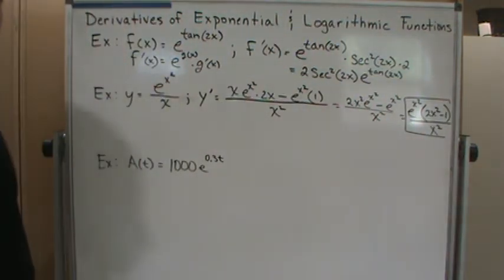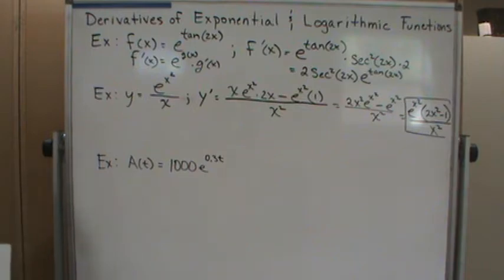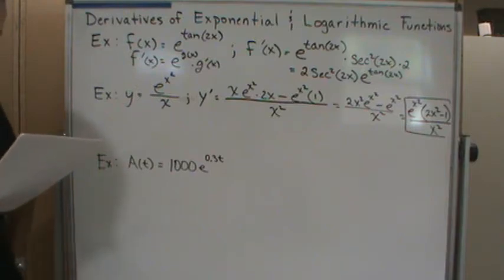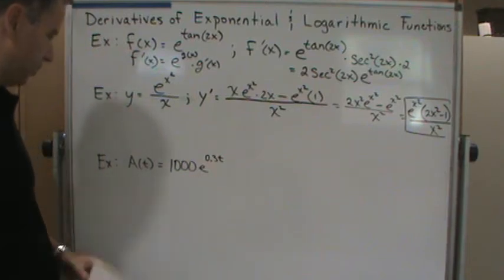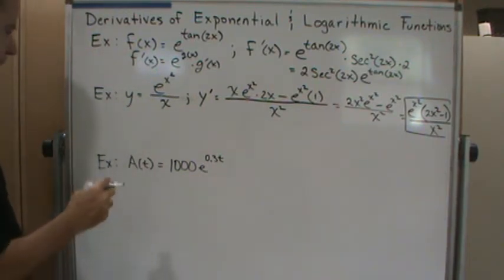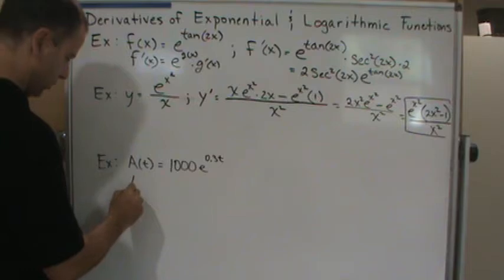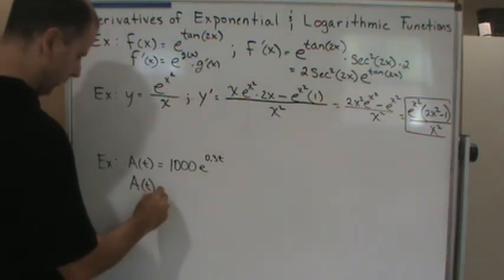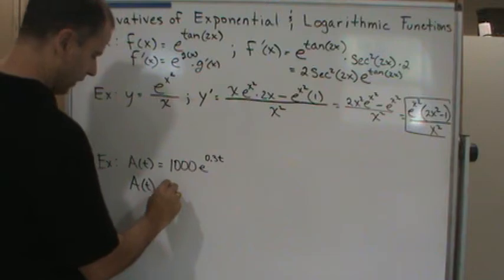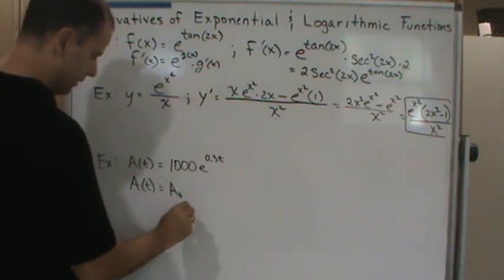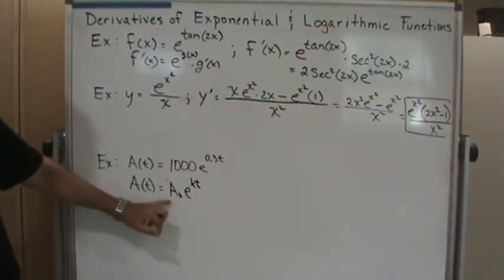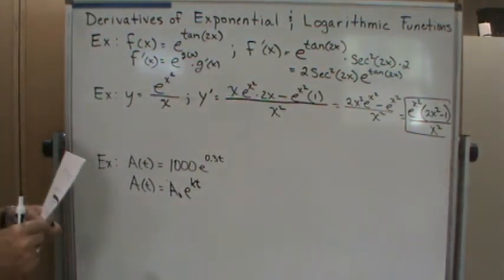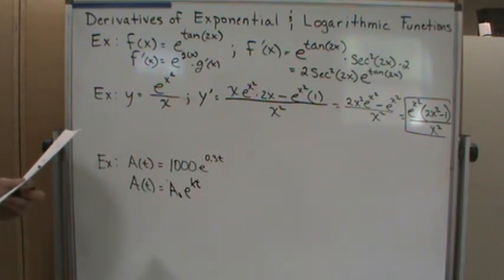Okay, now let's do an application problem. In the third example it says, a colony of mosquitoes has an initial population of 1,000. So that's this here. Before I go on, the general form of these, if you remember from pre-calculus and other math classes, is A naught e to the kt, right? Where this is the initial population or the initial amount, if you're talking about something else.